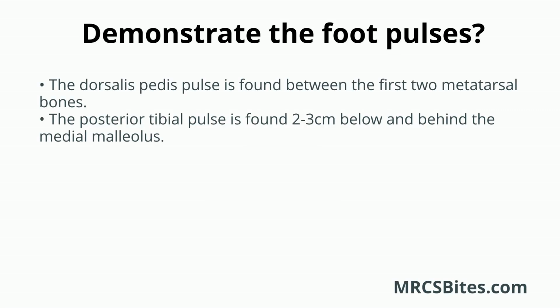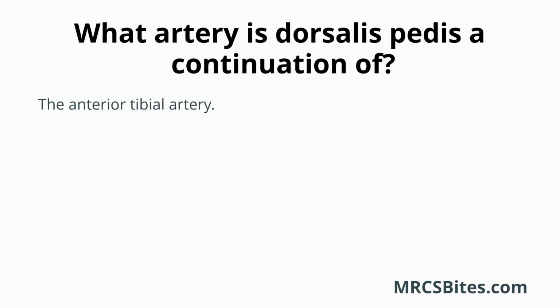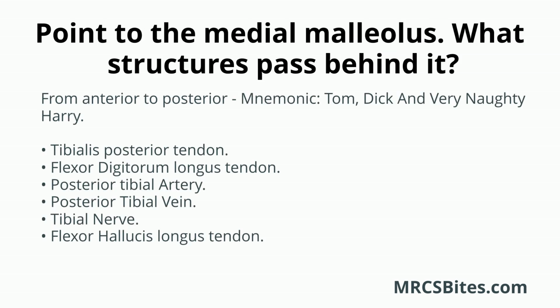Demonstrate the foot pulses. The dorsalis pedis pulse is found between the first two metatarsal bones. The posterior tibial pulse is found 2 to 3 centimeters below and behind the medial malleolus. What artery is dorsalis pedis a continuation of? The anterior tibial artery.